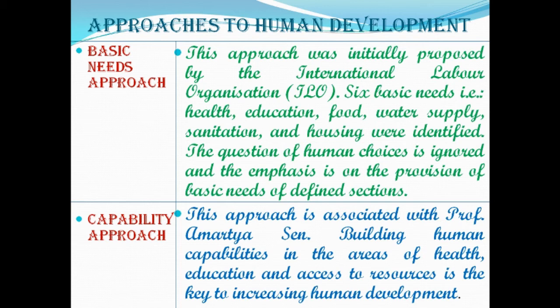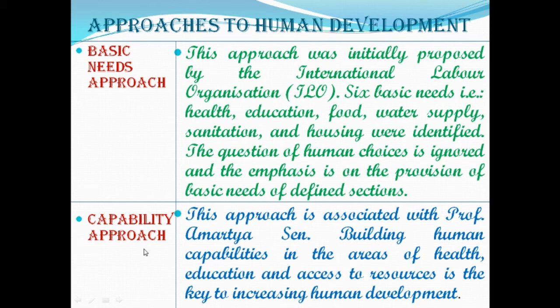Next is the basic needs approach. This approach was initially proposed by the International Labour Organization (ILO). Six basic needs were identified: health, education, food, water supply, sanitation and housing, because these are known as basic needs. The question of human choice is ignored because at that time human choice was not considered as one of the important aspects, and the emphasis is on the provision of basic needs of defined sections.